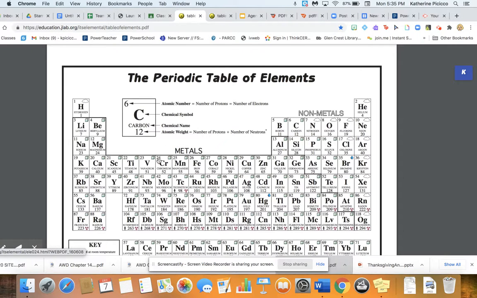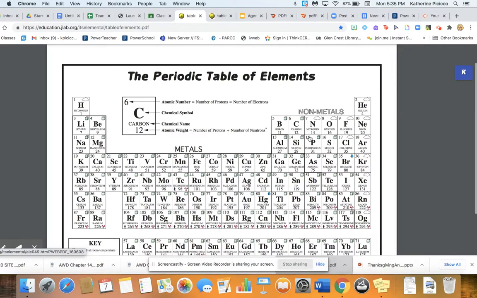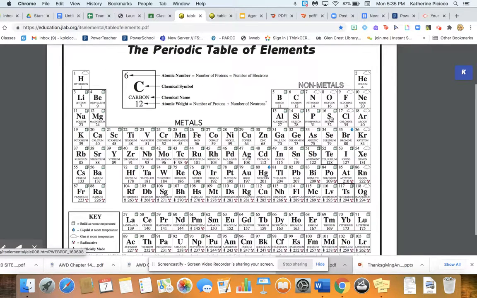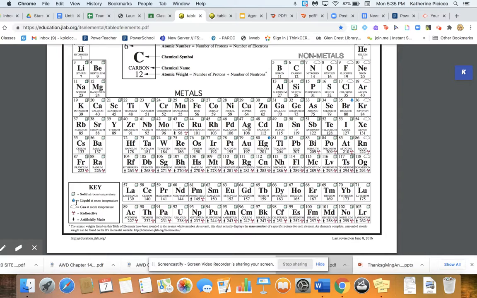Then you'll also notice in the box that there'll be a little symbol, like there might be a box or what looks like a drop of water or what looks like a cloud. And basically, if you come down here, there's a key. The box means it's a solid at room temperature. The dot means it's a liquid. And the gas or the cloud means it's a gas at room temperature. And then if it's got this radioactive symbol right here, these red marks, that means it's actually radioactive. So it's really dangerous to handle.